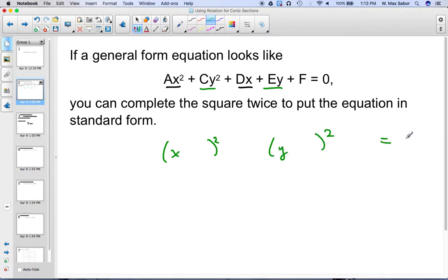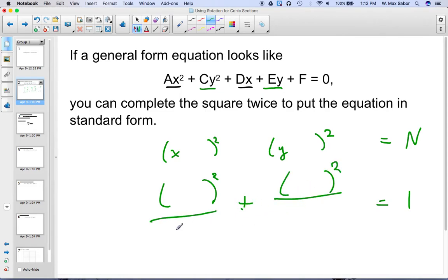Then once we have that, we'd have something with x squared, something with y squared, and on the other side of the equation some sort of number, and then we'd divide by that number to get something like what we're used to. So plus or minus there, and we would have some sort of conic section: it might be a circle, ellipse, or hyperbola.